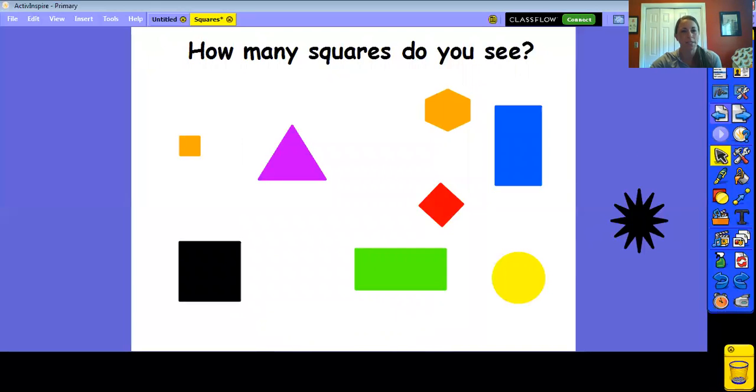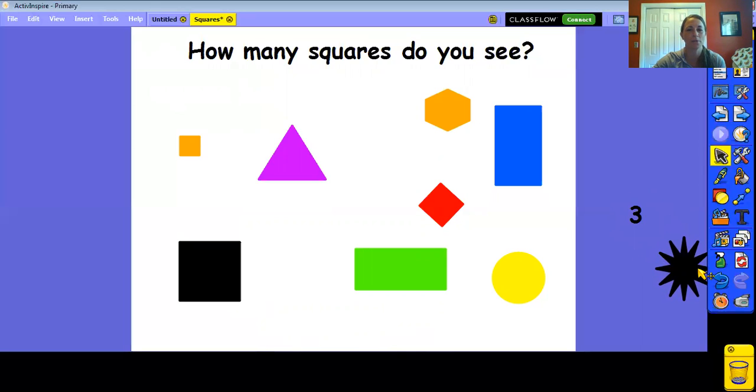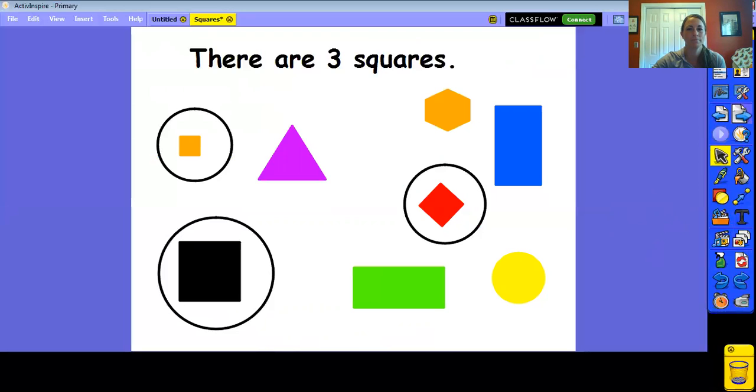How many squares do you see in this picture? Take a look. It's a lot of shapes, different colors, different sizes. How many squares do you see? I'll give you a second to count. All right, I'm going to show you the answer. Did you count 3 squares? There they were. Remember, this one here, even though it's on its vertex, it's still a square.